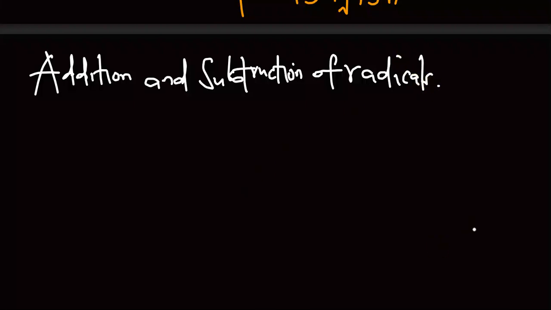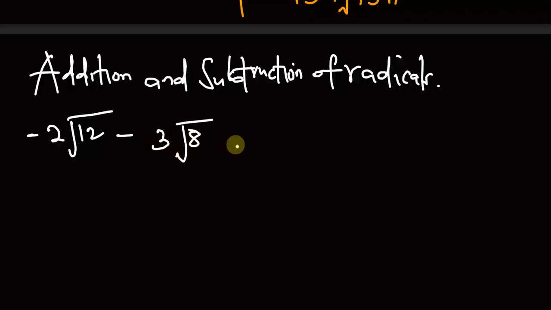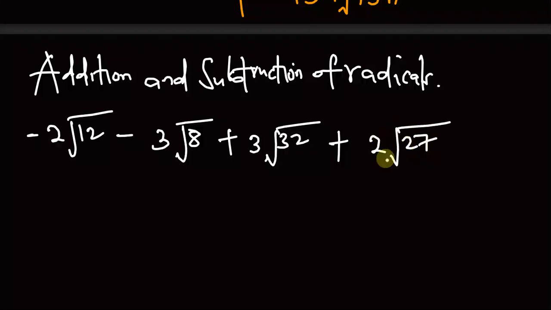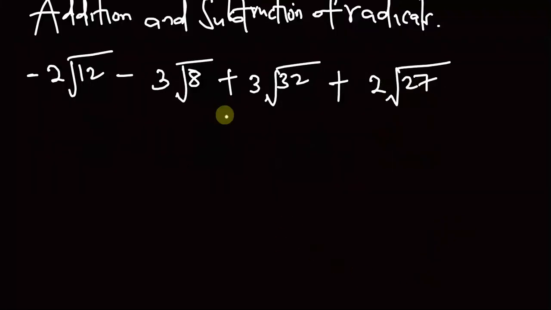Okay, so we are going straight away to look at an example. A number like negative 2 root of 12, minus 3 root of 8, then add 3 root of 32, then plus 2 root of 27. We want to solve this question.